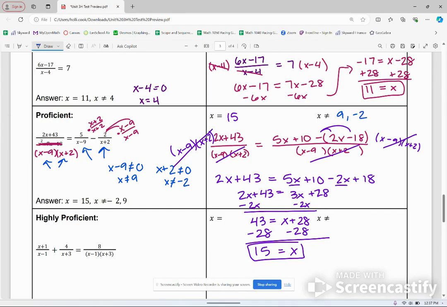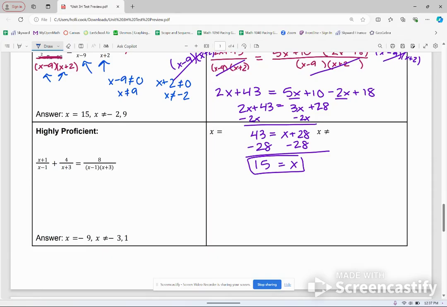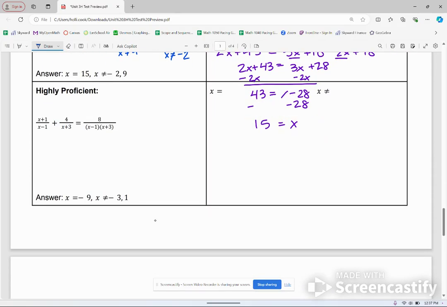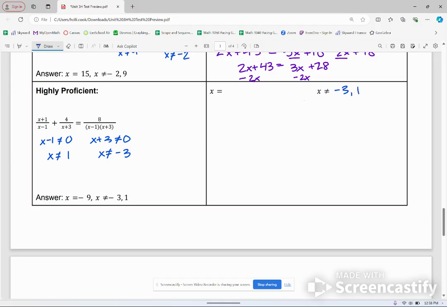All right. Okay, and lastly, highly proficient. Let's get these erased. Okay, and let's just check our domain restrictions right at the beginning. So x minus 1, that can't be 0. X plus 3 can't be 0. So we know x cannot be 1, and x cannot be negative 3. Okay, so I'm going to put those in for my x does not equal. Okay, and then x equals, and we need to do our solving.